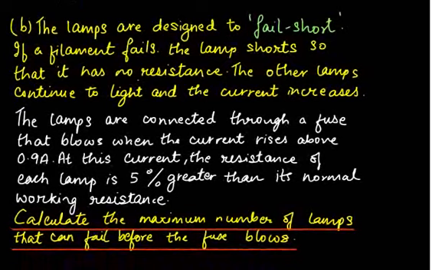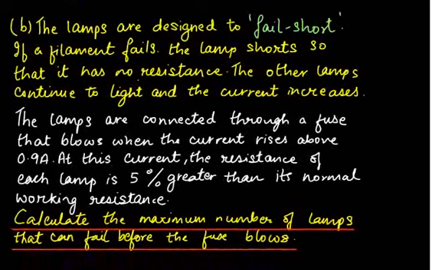The question says the lamps are designed to fail short. If a filament fails, the lamp shorts so that it has no resistance. The other lamps continue to light and the current increases. The lamps are connected through a fuse that blows when the current rises above 0.9 amps. At this current, the resistance of each lamp is 5% greater than its normal working resistance. So calculate the maximum number of lamps that can fail before the fuse blows.